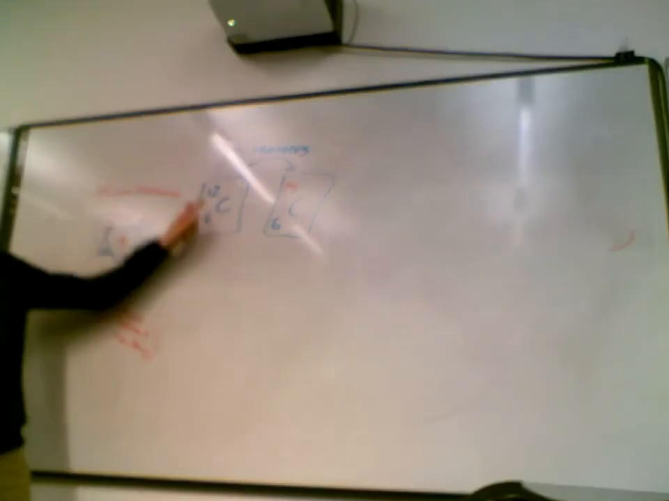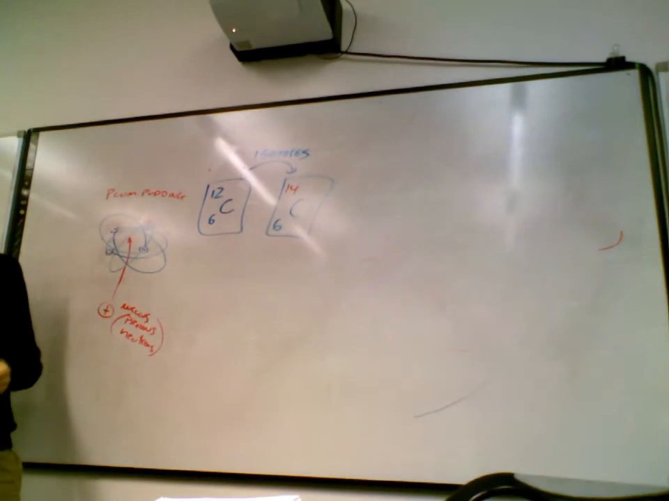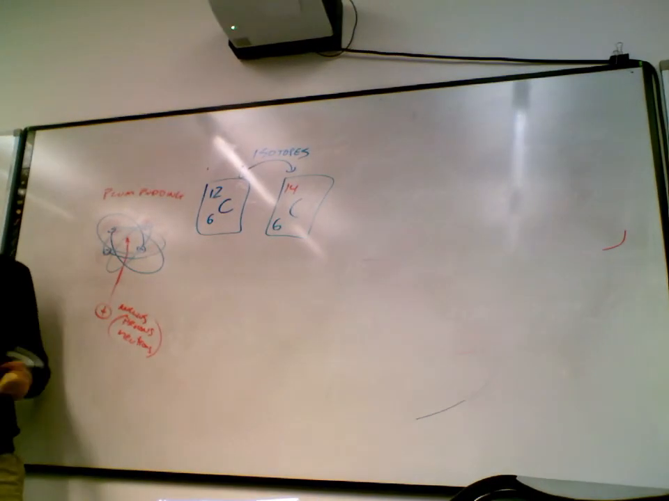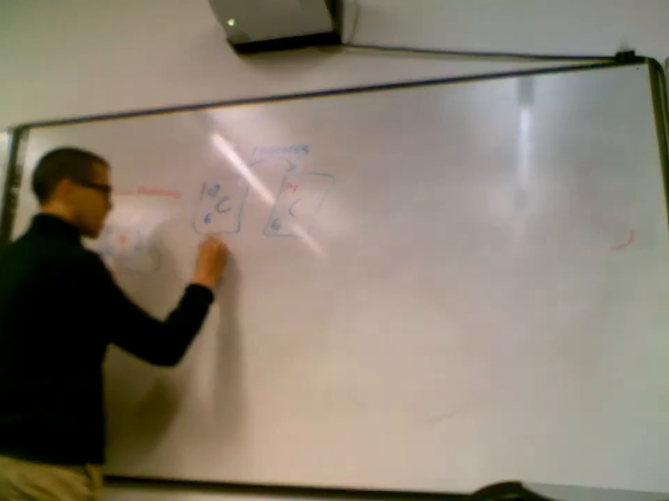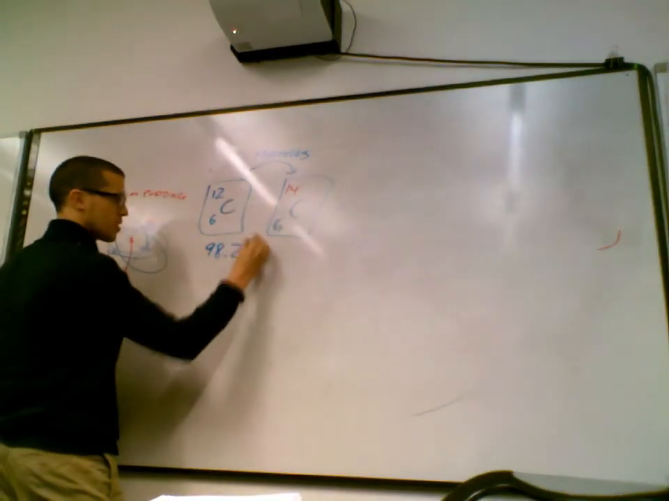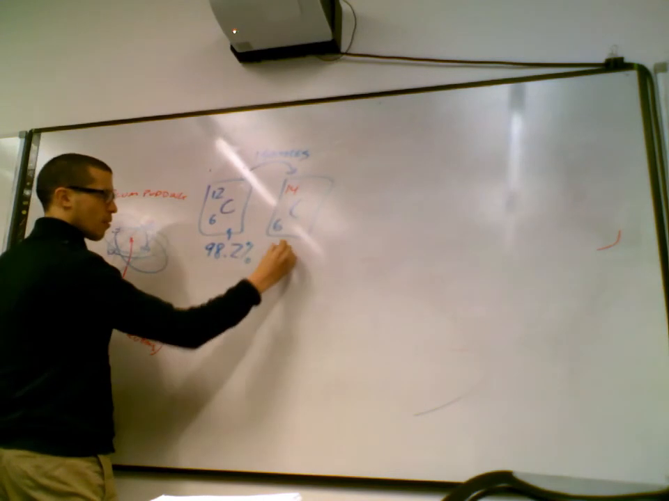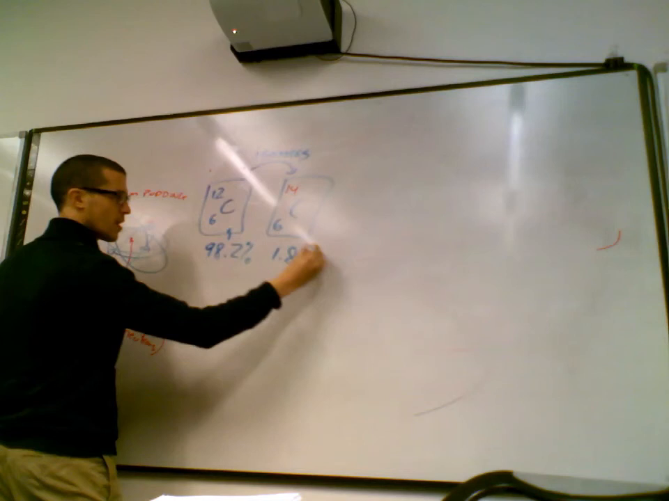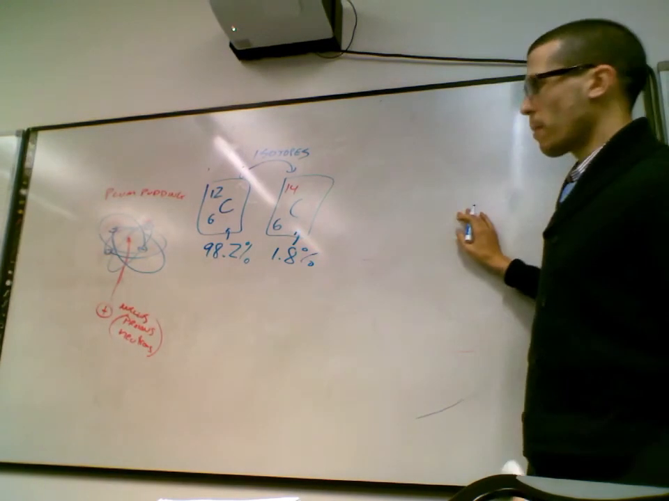These two are different versions of carbon, so we call that isotope. Now let's say I go throughout the whole universe and I find that 98.2% of all carbon is this kind of carbon, and the remaining 1.8% of all the carbon is this carbon. And I want to know what the average atomic mass of carbon is.